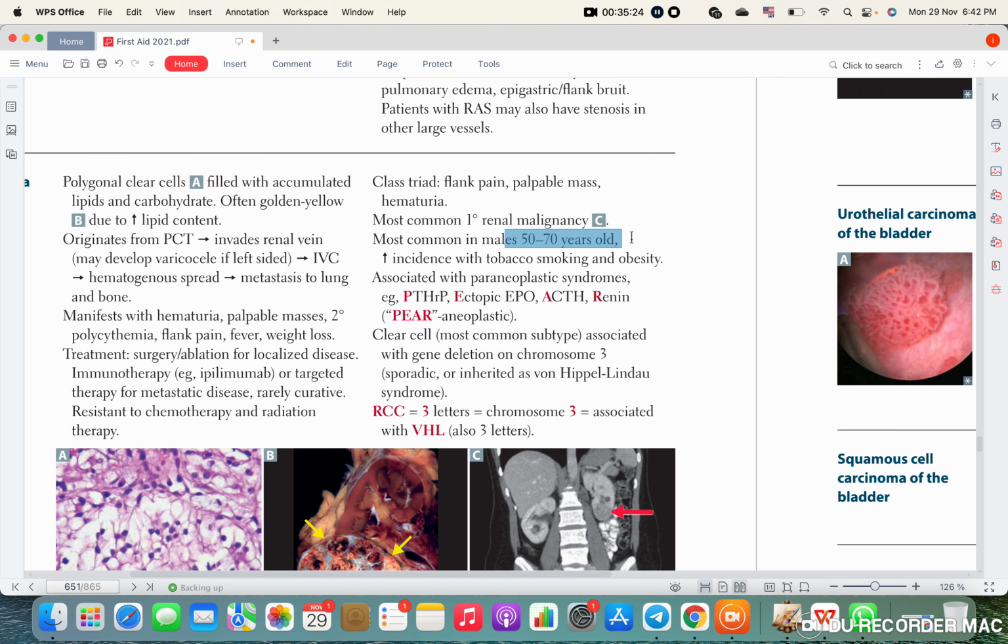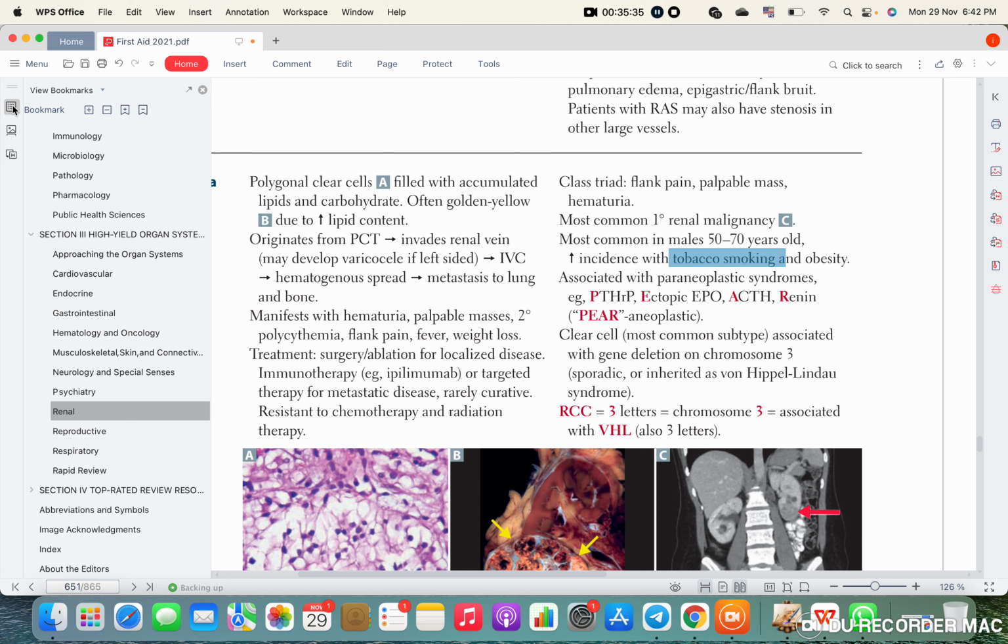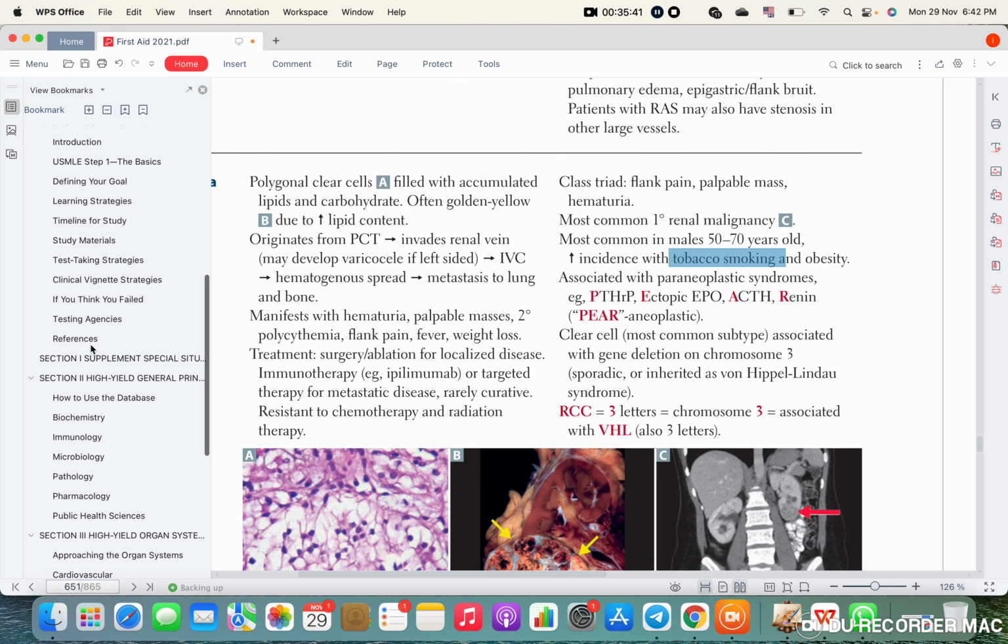It's most common in really old people between 50 and 70. And if they ask you why, you must say tobacco smoking. Okay? Tobacco smoking and obesity. So now comes the question, how does smoking, you smoked something into your lung, how is it going to your urine? Well, because it was cleared to the urine.